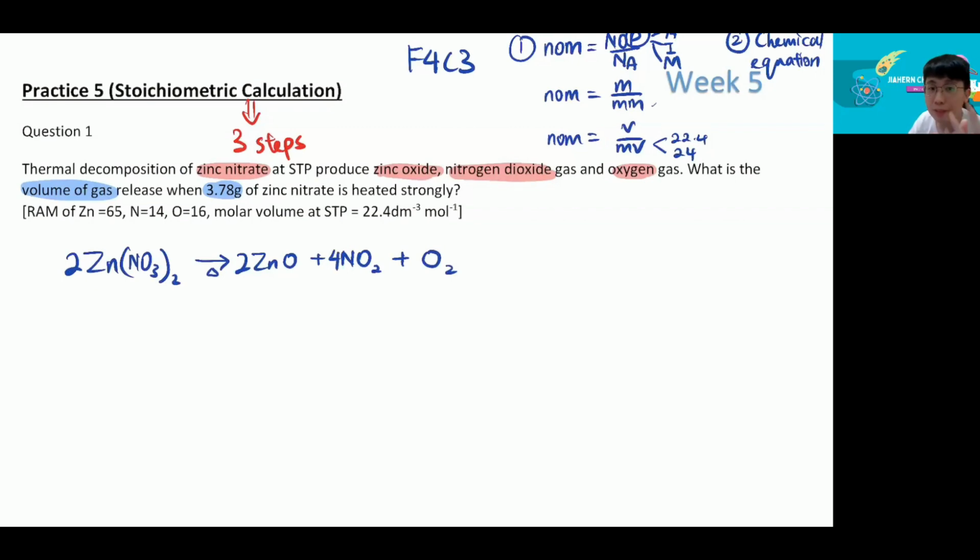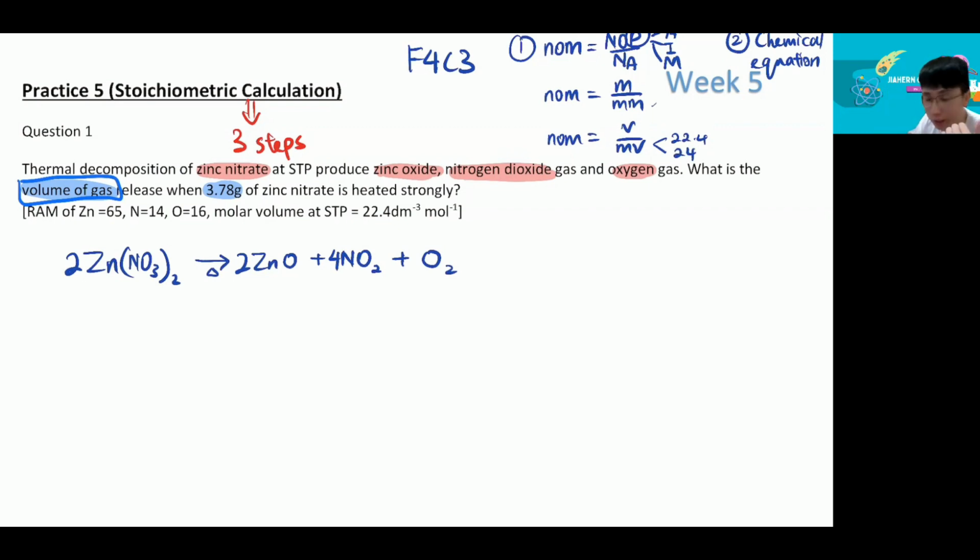Try to balance before arrow and after arrow to get the same number of atoms before and after arrow. So once you can get this done, what you're gonna do now is put in all the information that we get from the question just now. From this, we realize that what the question wants is to find volume of gas. If you read the question, there are actually 2 types of gas. One is called nitrogen dioxide gas, one is called oxygen gas.